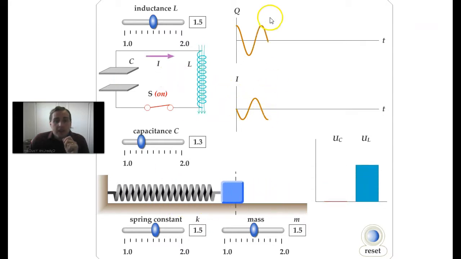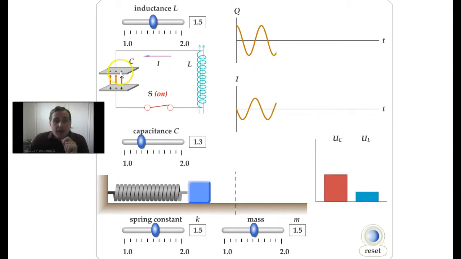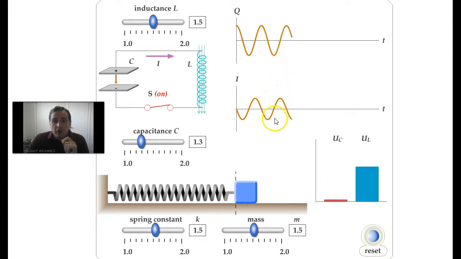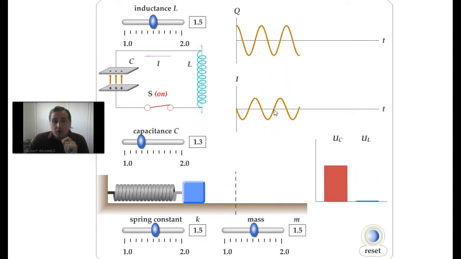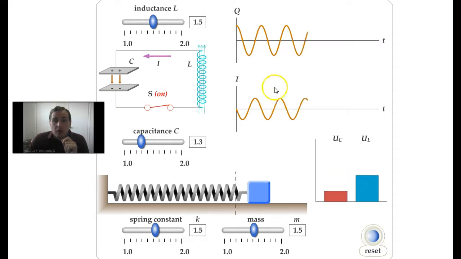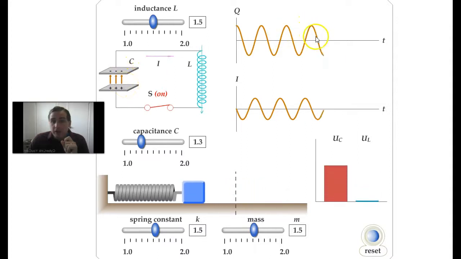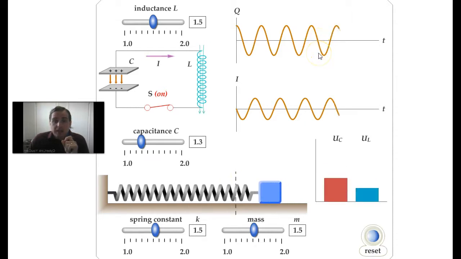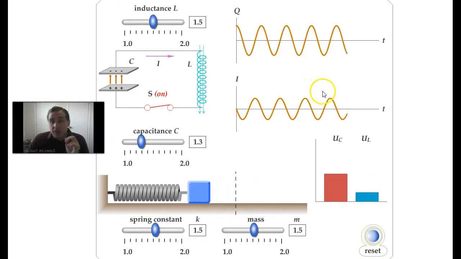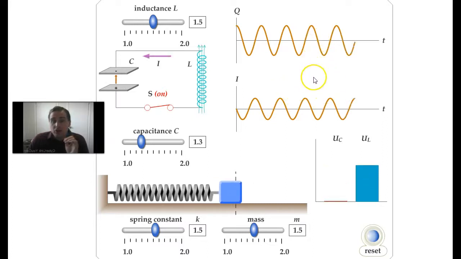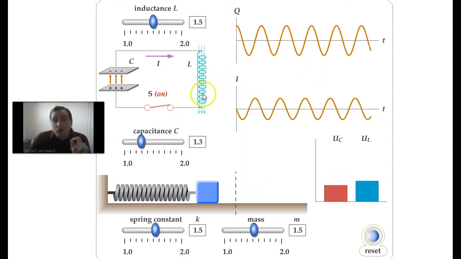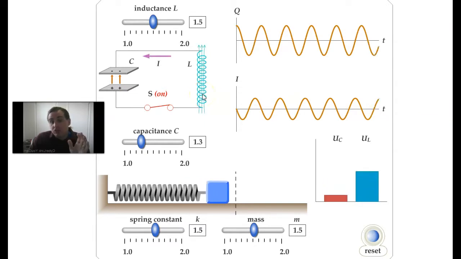Notice that when the charge is at a minimum, that is negative on the top, positive on the bottom, the current was 0 because we were fully charged. Notice also when the capacitor is completely uncharged, like right now, the inductor had its maximum magnetic field, and the current was a maximum, changing the most rapidly.